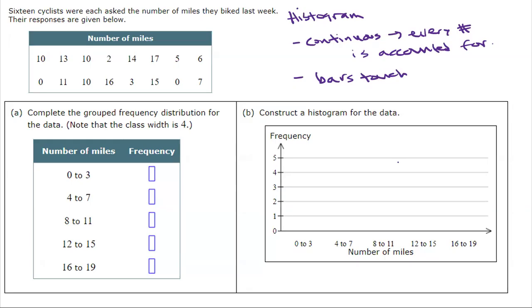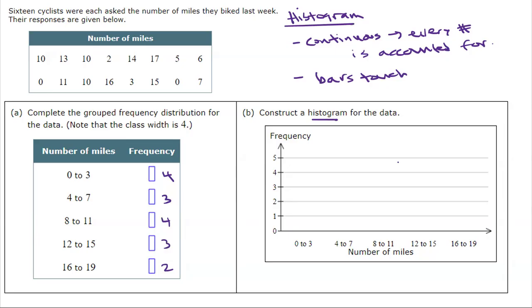Just trying to conserve on time here. For part A, we would just count how many times the number of miles fall into each range. From 0 to 3, that was 4 times. From 4 to 7, that was 3 times. 8 to 11, 4 times. 12 to 15 is 3. And 16 to 19 is 2. The part I want to stress is constructing a histogram. So let's construct that first and then talk about what this definition is saying.